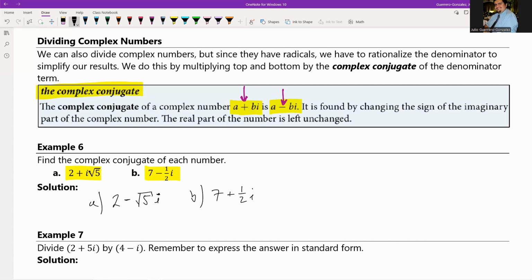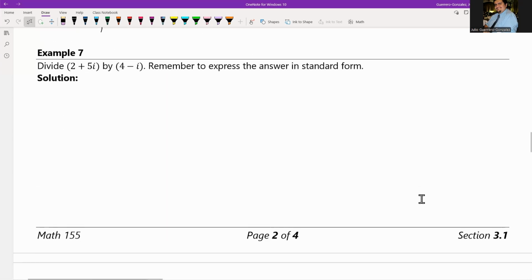We need the complex conjugate to be able to do a division, and that's what we're going to do next. What we're trying to do here is divide these two numbers. So divide this by this. Writing it out, 2 plus 5i divided by 4 minus i. This is what we're trying to do here. Got it? In order to do the division, we have to multiply both the top and the bottom by the complex conjugate of the bottom. So we need to multiply the bottom and the top, in this case, by 4 plus i.